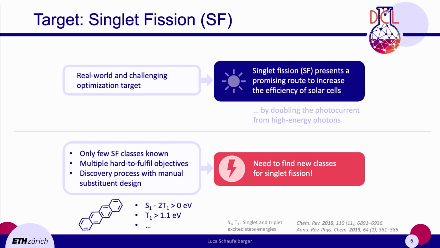You also have multiple hard-to-fulfill objectives on your excited state energies that aren't so prevalent if we just look at a random molecule. And historically, the optimization procedure for singlet fission has just been exchanging some substituents on these acenes. So we really need to discover some new classes for singlet fission.